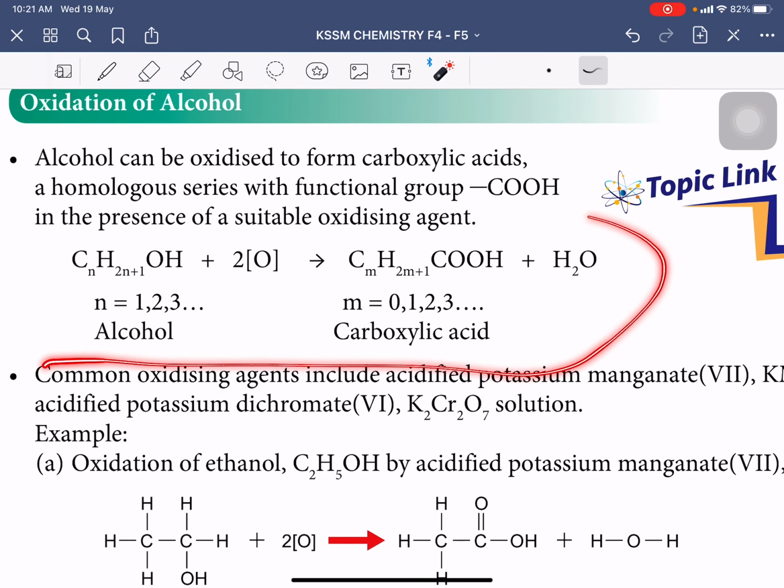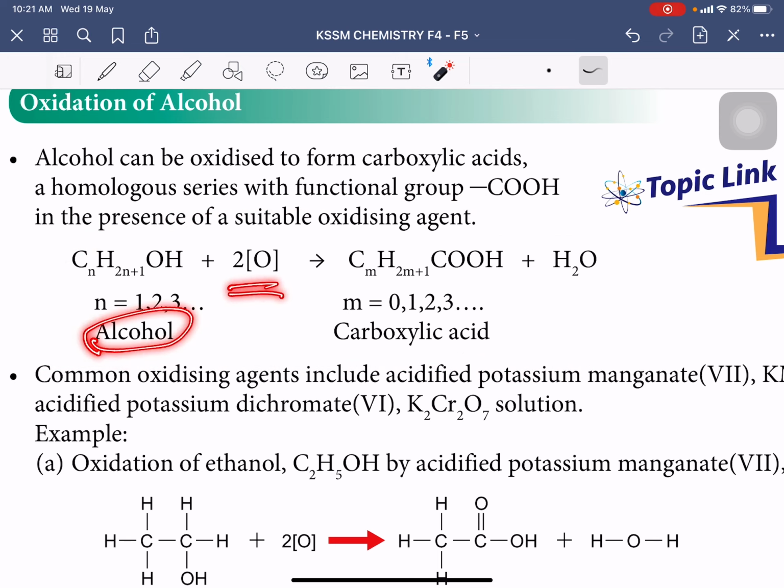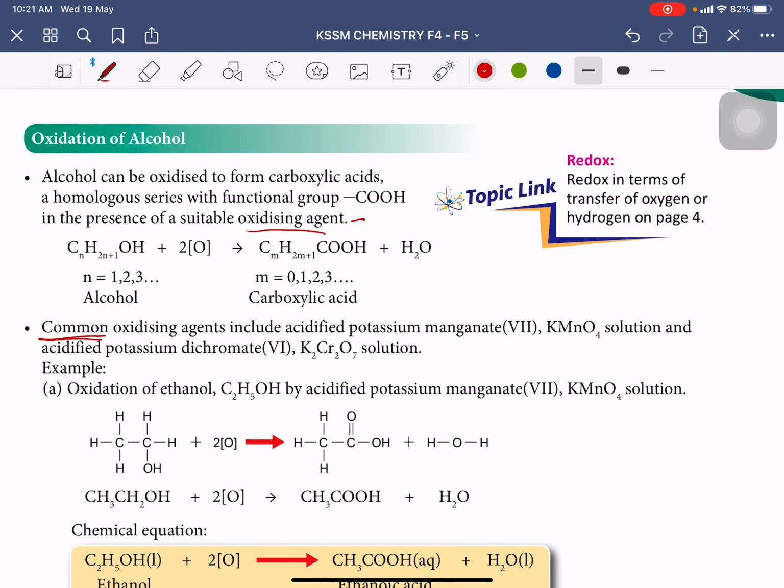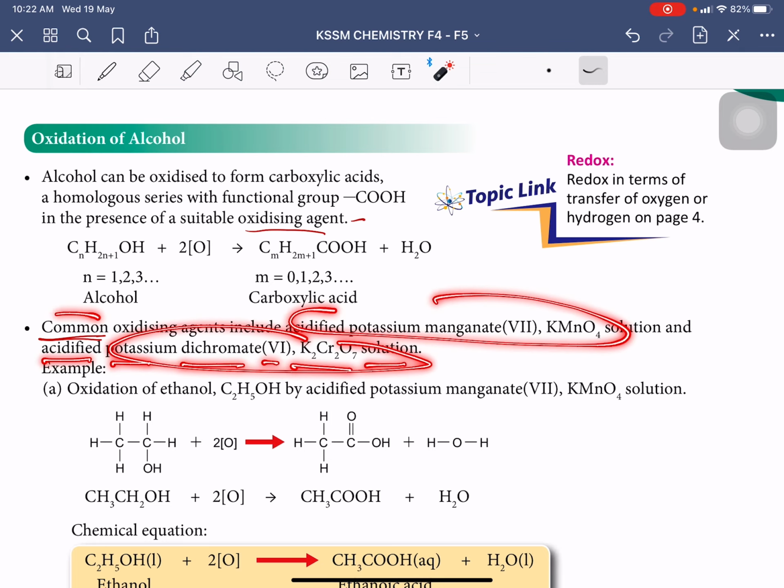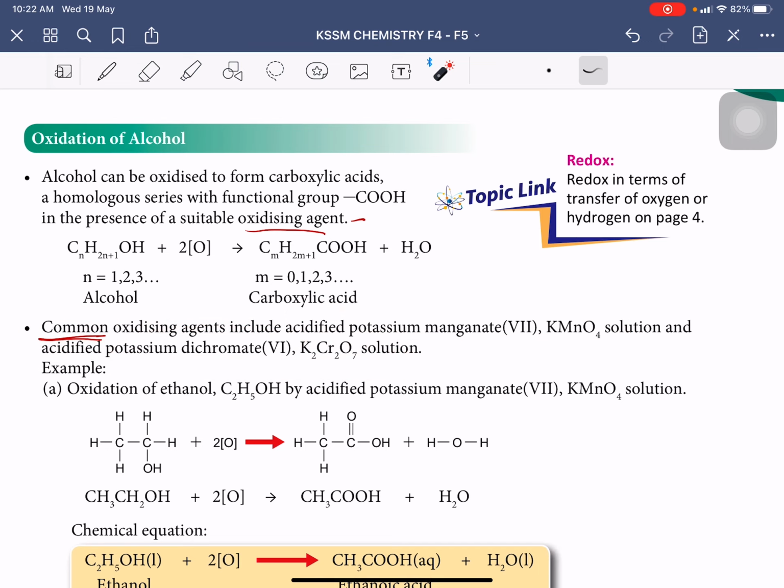Look at the general equation here. Alcohol, oxidation reaction, suitable oxidizing agent. I hope you still remember. The oxidizing agents that you know so far, the common ones, include acidified potassium manganate(VII), KMnO4, solution and acidified potassium dichromate(VI), K2Cr2O7, solution. These two are the common ones, yang lazim, yang biasa, agen pengoksidaan yang biasa.